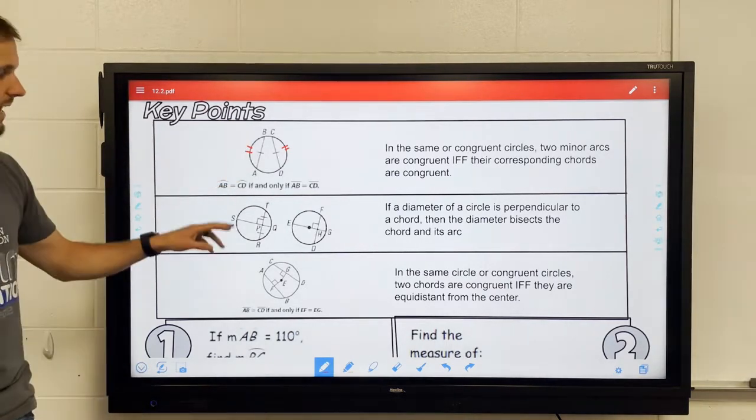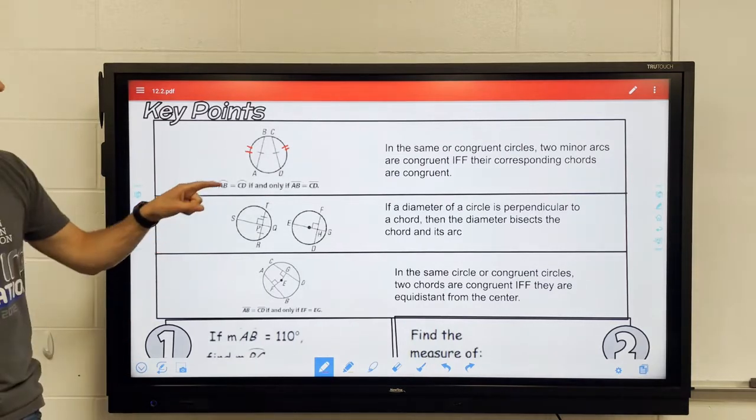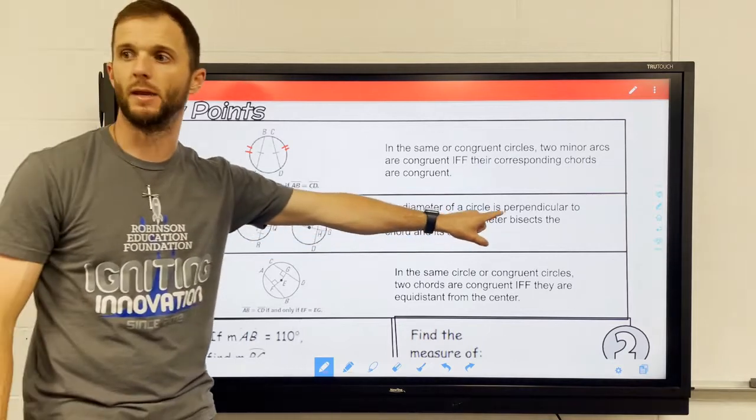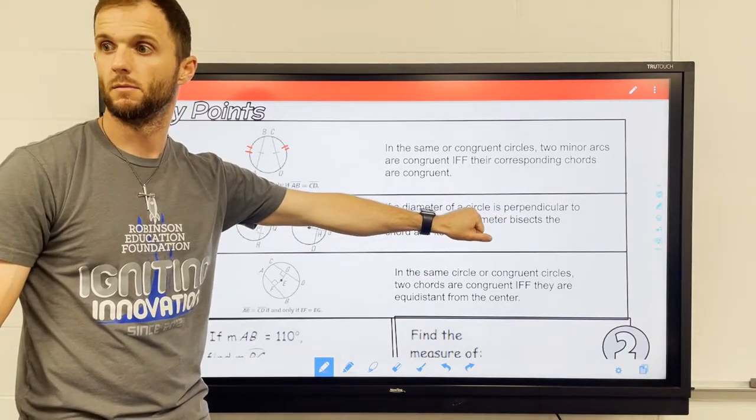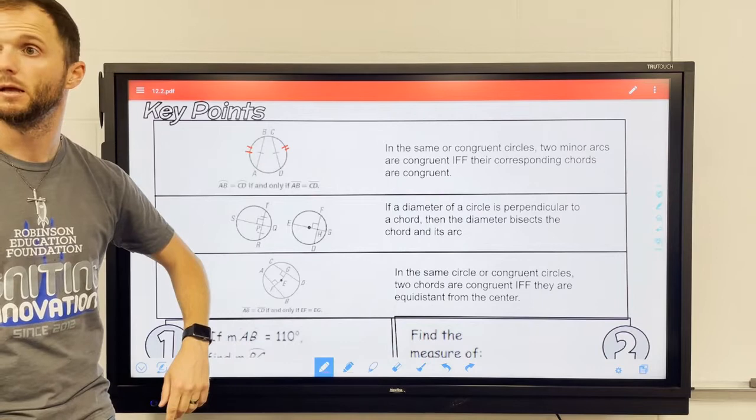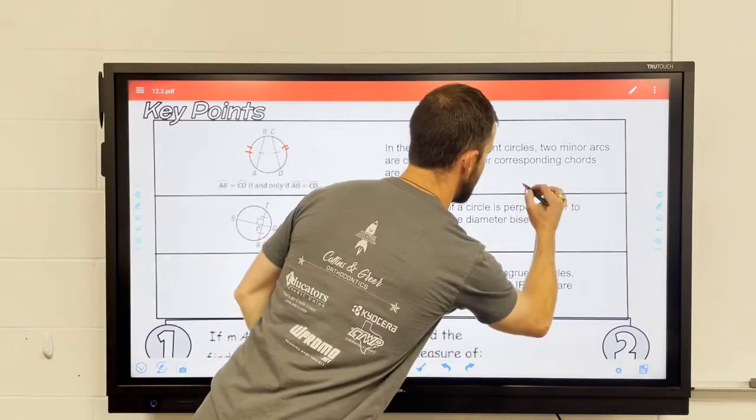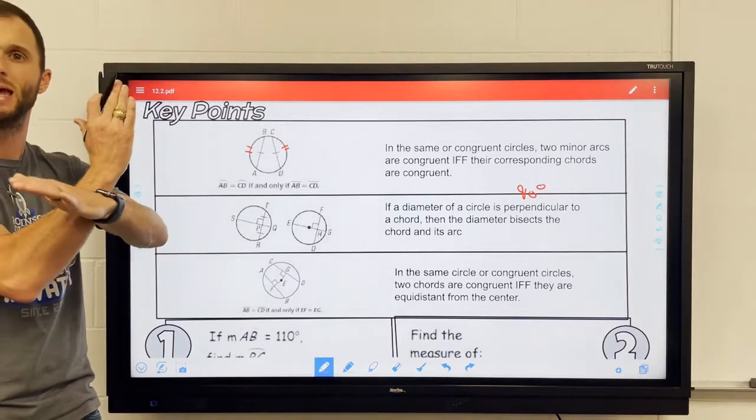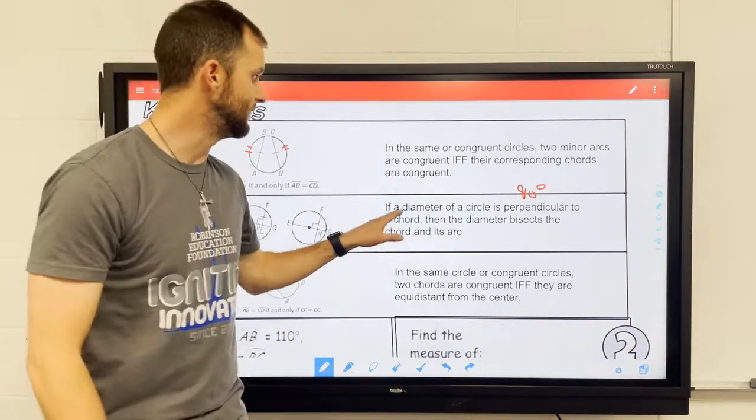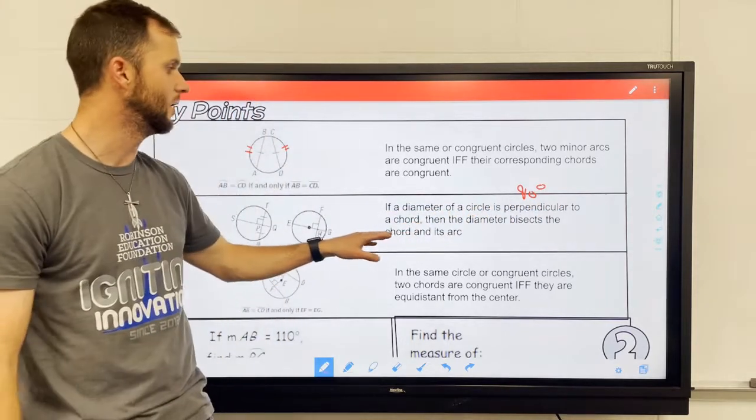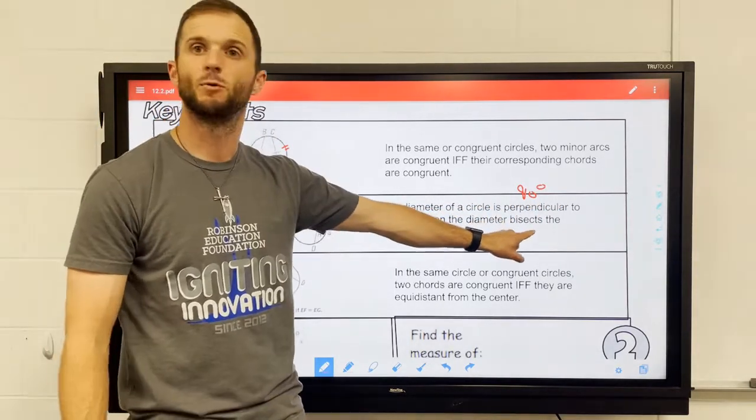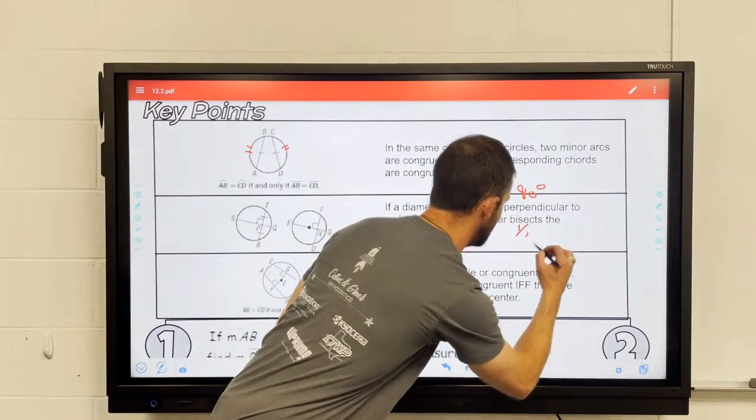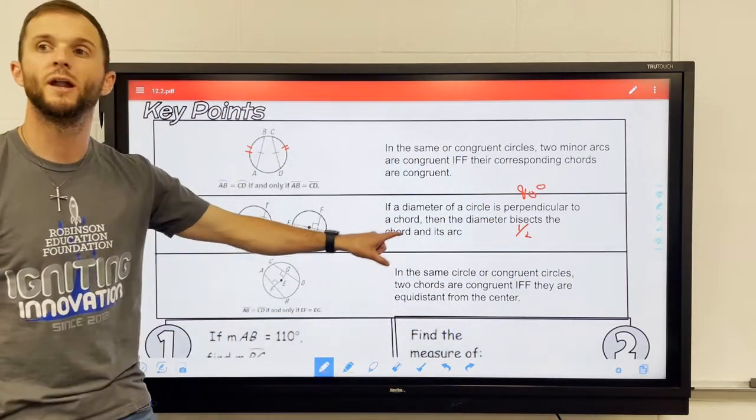The next rule says, if a diameter of a circle is perpendicular, what does perpendicular mean? They cross. They cross at what degree? 90 degrees. So write 90 degrees above perpendicular right now. Perpendicular means they meet at 90 degrees. It says if it meets perpendicular to a chord, then the diameter bisects. What does bisect mean? Cut it in half. So put 1/2. It cuts the chord and its arc in half.